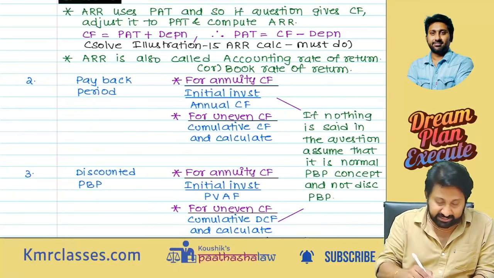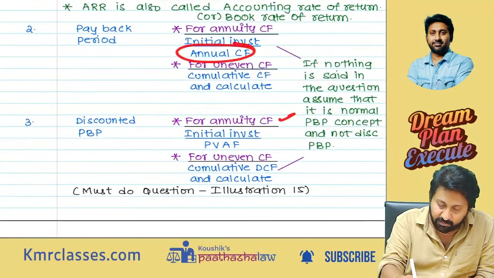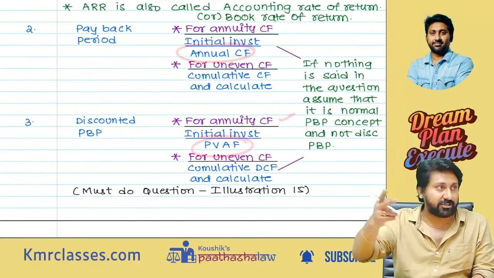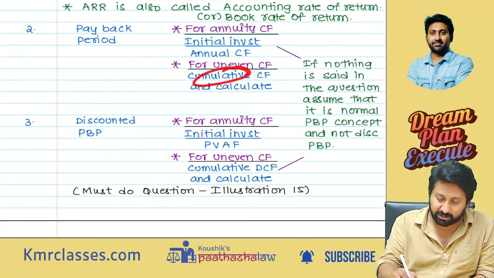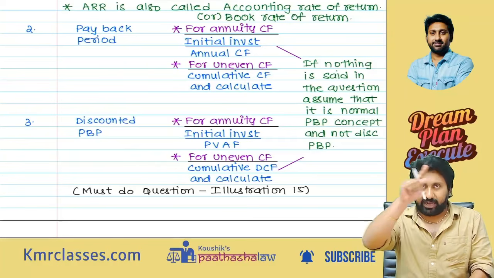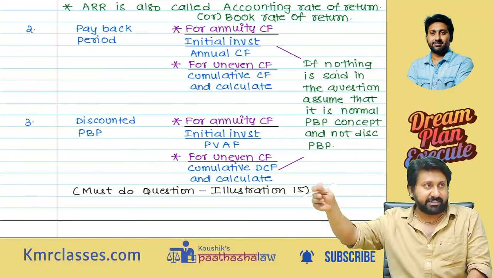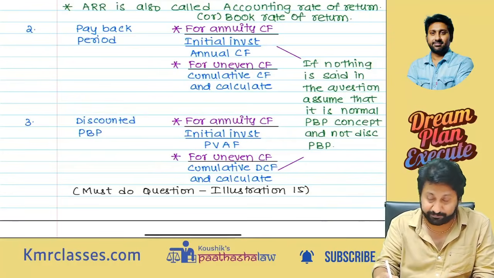Next, discounted payback period. For annuity cash flow, instead of taking annual cash flow, we will take the present value of annuity cash flows. Next, instead of taking cumulative cash flow, we will take cumulative discounted cash flows. You know how to discount now: year, cash flow, PV at the rate, PVCF. Like that.